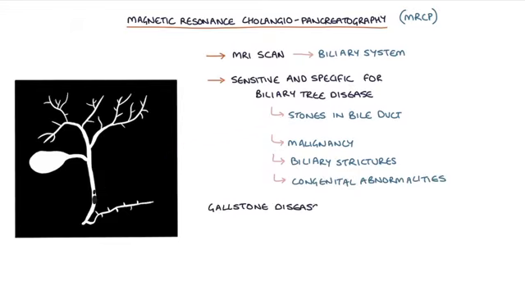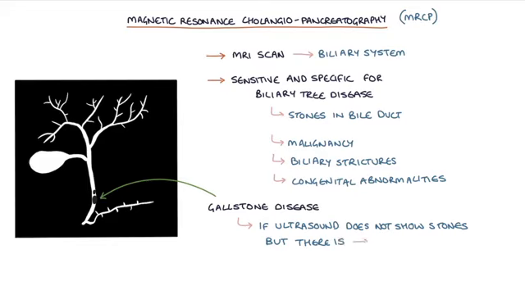With gallstone disease, MRCP is typically used to investigate further if the ultrasound scan does not show stones in the bile duct, but there is bile duct dilatation or raised bilirubin, which suggests an obstruction in the bile duct. The MRCP scan will give a detailed view showing where the obstruction is in the bile duct.